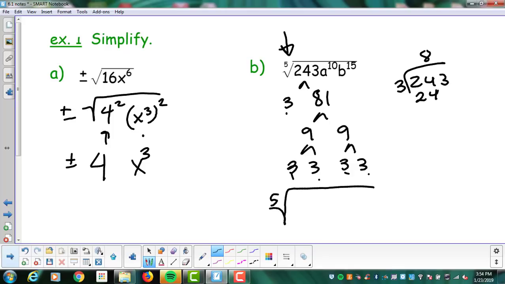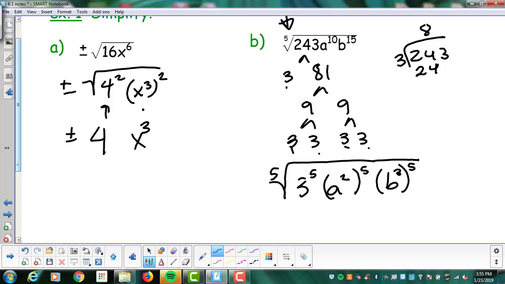Okay. So 3 to the 5th, and then I'm going to rewrite a to the 10th as a squared to the 5th. Oh, my eraser's not working. A squared to the 5th. So notice I'm wanting my outside exponent to match this index. And then b to the 15th I'm going to rewrite as b to the 3rd to the 5th, so that I can get all those exponents and radicals to cancel out. So I'm going to get 3a squared b cubed. And remember, I don't need absolute value on any of these because it was an odd index or an odd root.